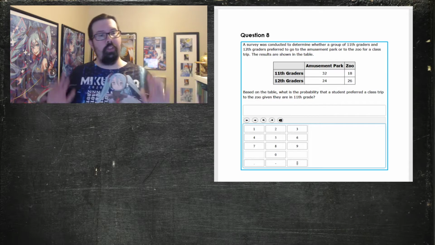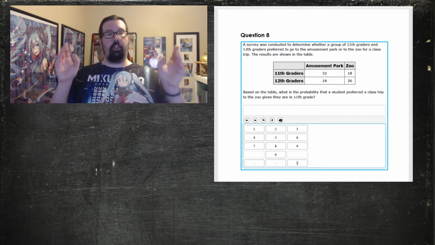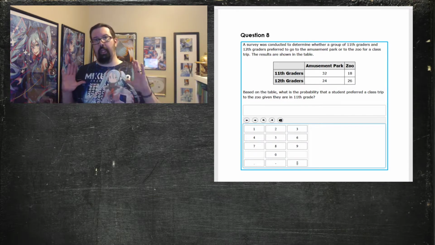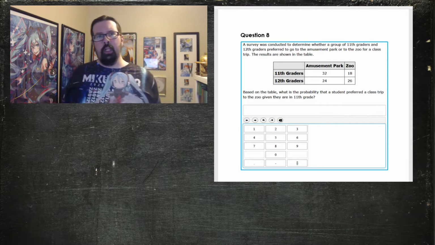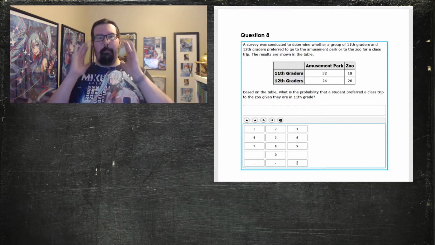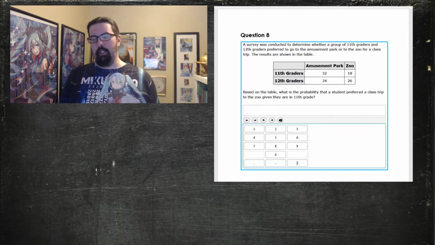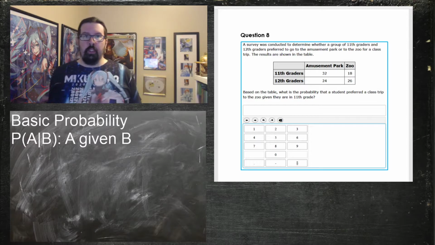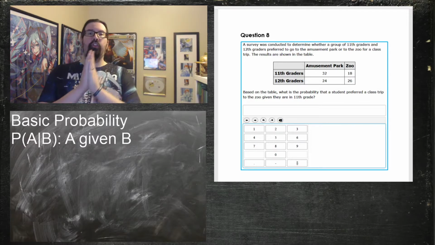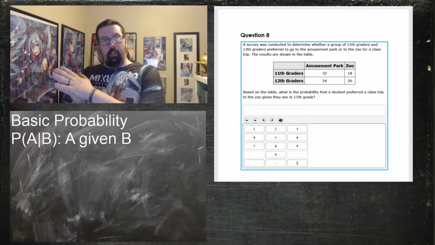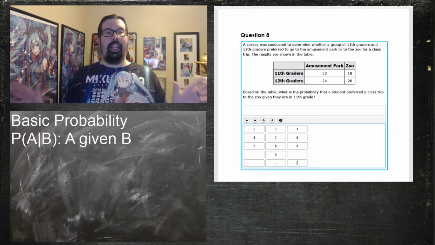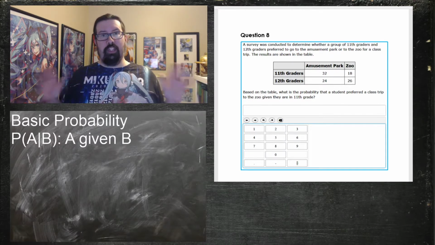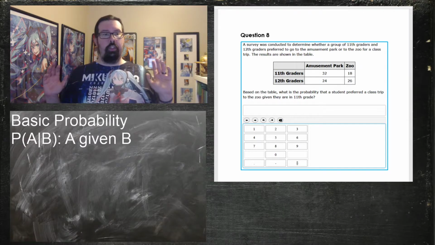So based on the table, what is the probability that a student preferred a class trip to the zoo given that they are in the 11th grade? So this actually is a couple things. It's basic table reading, but it's combined with kind of a probability concept where you have the probability of A given B. So you want the probability of A assuming an initial requirement. And this is just a really complicated way of saying, take the 11th graders, figure out what percentage of the 11th graders want to go to the zoo.